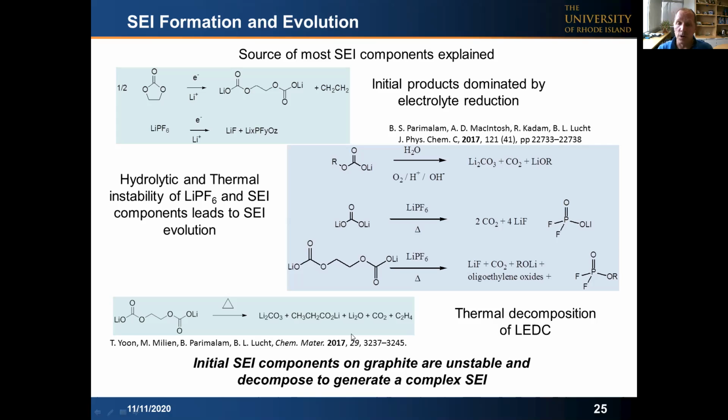So the initial components on the graphite, the initial components of the SEI that are generated during the first cycles are not stable. And the reason the SEI is so complicated in the lithium-ion battery is because the initial species are not stable and they decompose to generate a very complicated mixture of species.